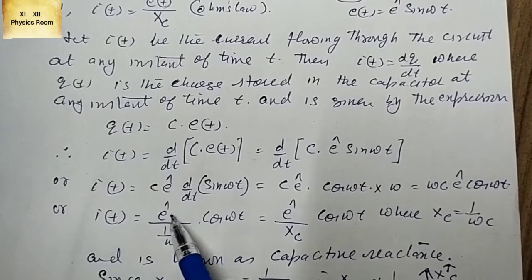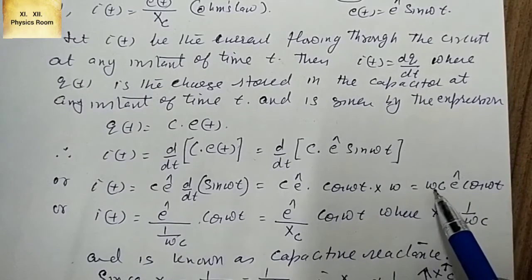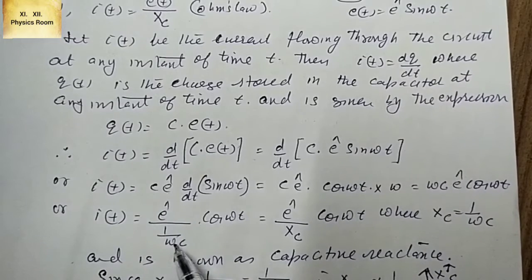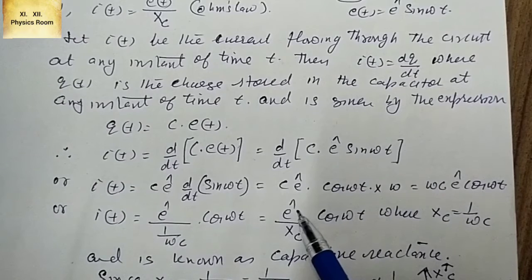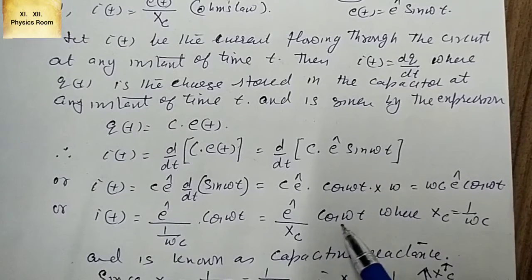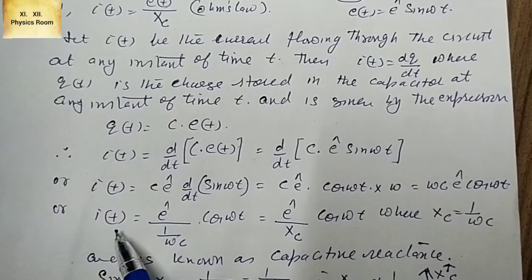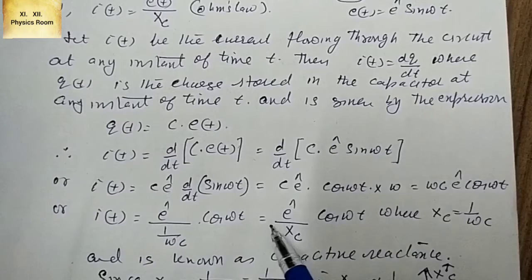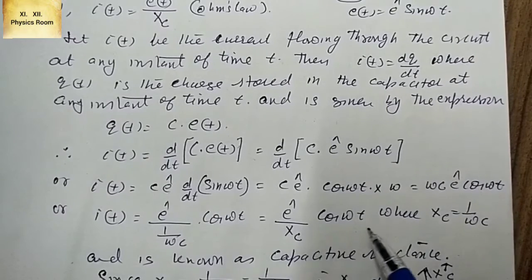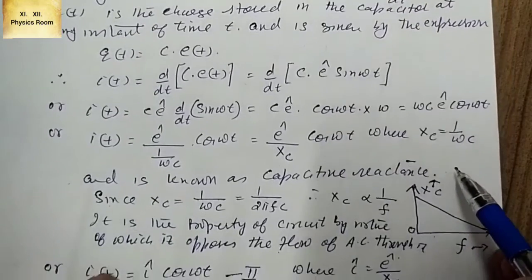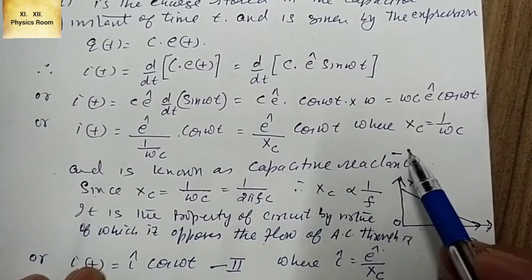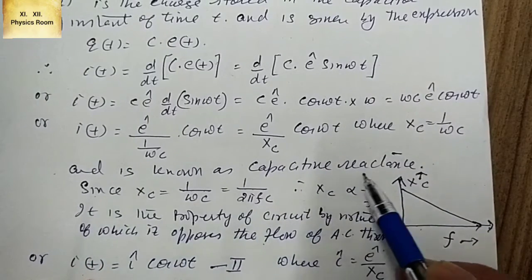or i(t) is equal to E max 1 by omega C. We bring omega C into the denominator, so it will be 1 by omega C, or it is equal to E max by XC cos omega t. So i(t) is equal to E max over XC into cos omega t, where XC is equal to 1 by omega C. XC is known as capacitive reactance.